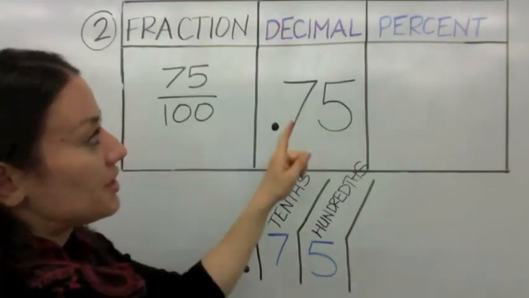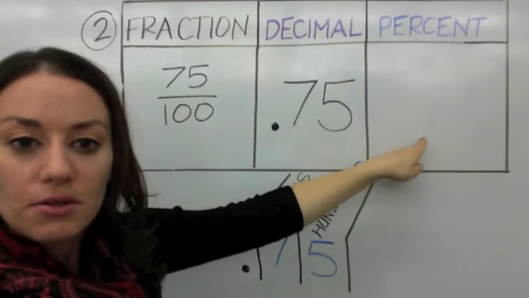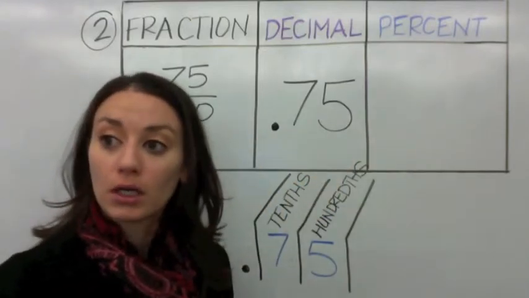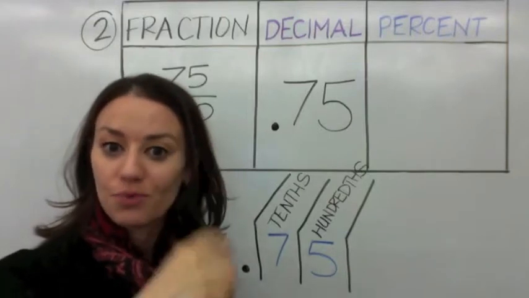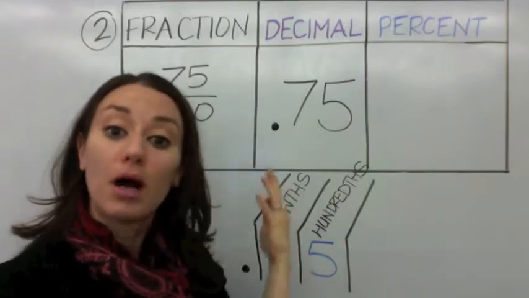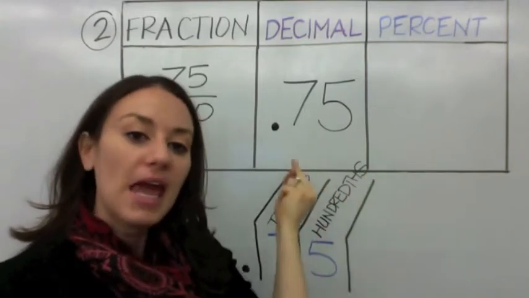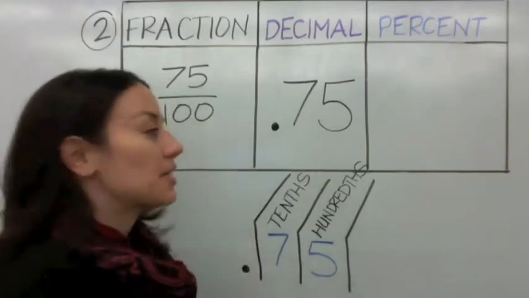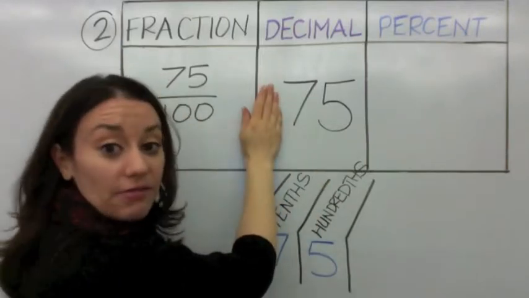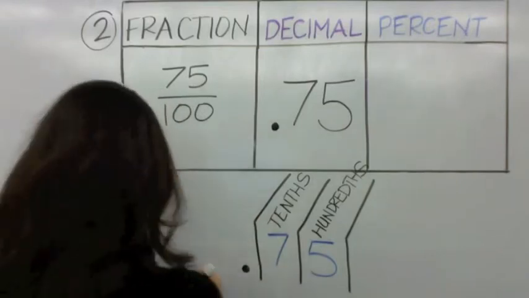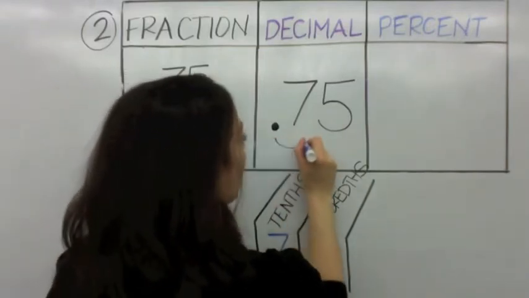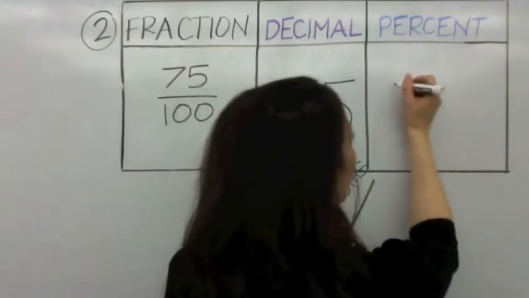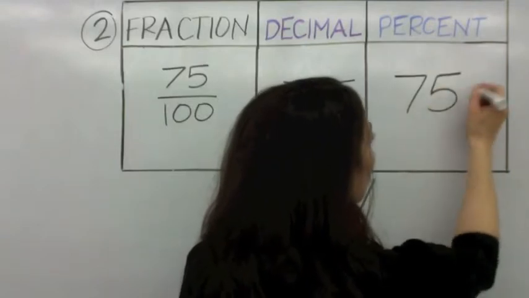How would you change this decimal into a percent? What do you do with a decimal? You move it where? To the right. How many places? 2. When you move it 2 places, you're actually multiplying by 100 to make this a whole number. So if you took the decimal away, it would be what? 75. The way that I do that is by moving the decimal place over 2 places to the right. And then I just write either the numerator or the whole number, 75. And I say 75%.